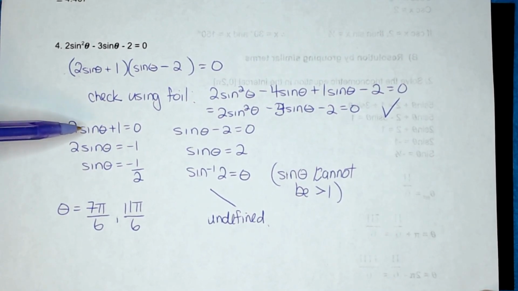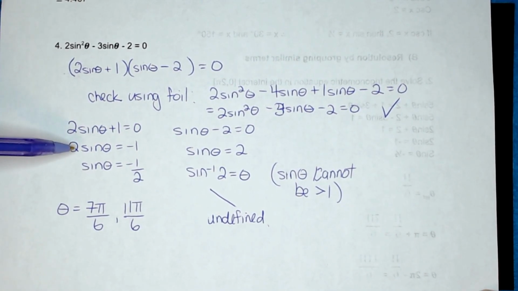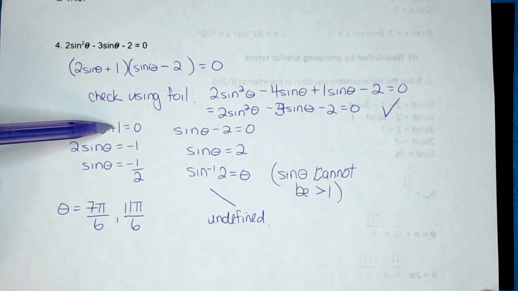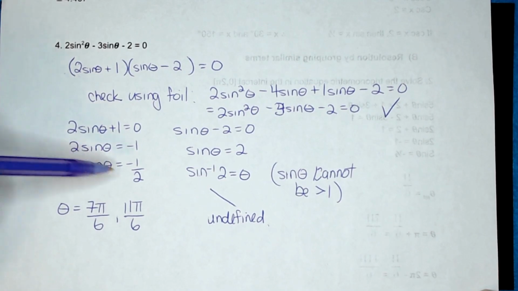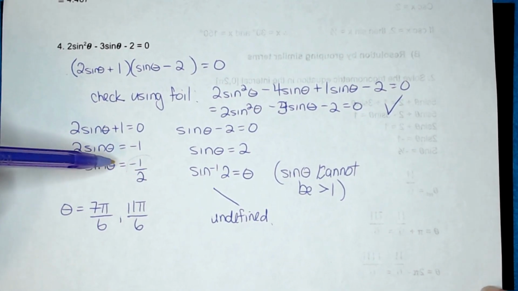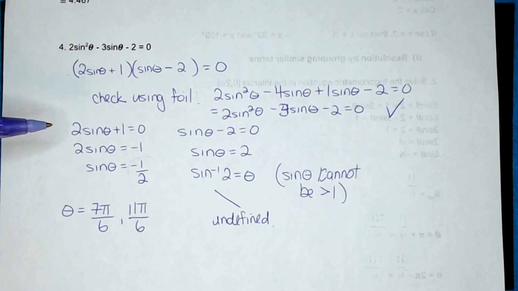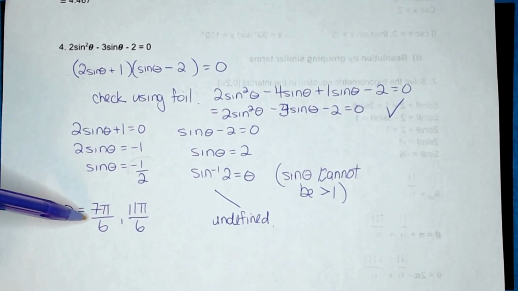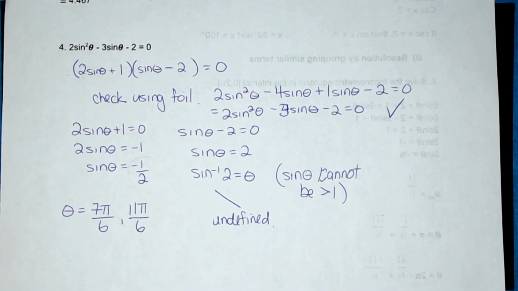On this side, we have 2 sine theta plus 1 equals 0. Of course, we're going to isolate sine theta, so subtract 1 from both sides, negative 1, and then divide both sides by 2 to give us negative 1/2. Now that we know sine theta is equal to negative 1/2, we just look at our unit circle and find that theta is equal to 7 pi over 6 or 11 pi over 6.